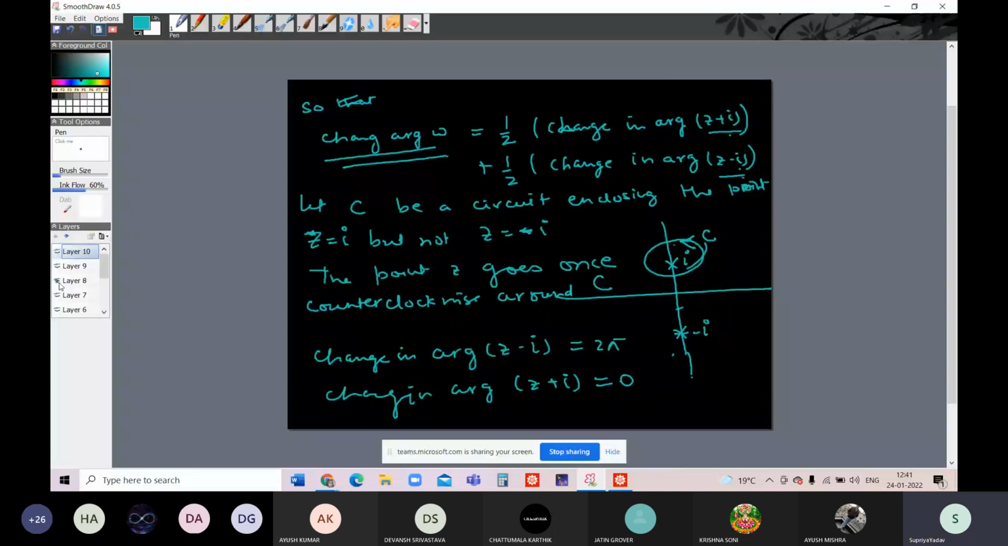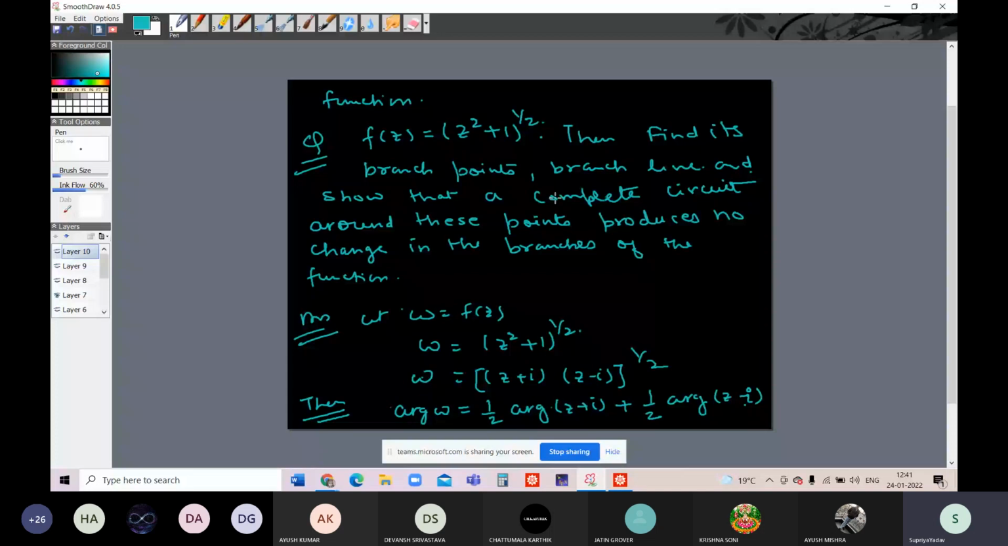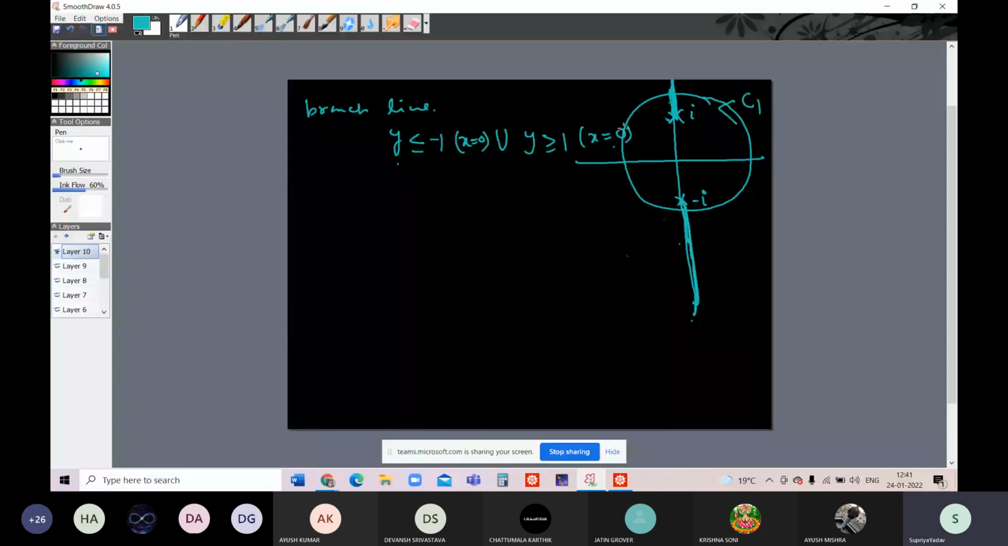And what was asked? Show that the complete circuit around these points produces no change in branches of the function. So complete circuit around these points. If we take one circuit, suppose we call it the C1 circuit, which is enclosing both the branch points. So when we move along this C1 one time in the counterclockwise direction, what will be the change in the value of W?